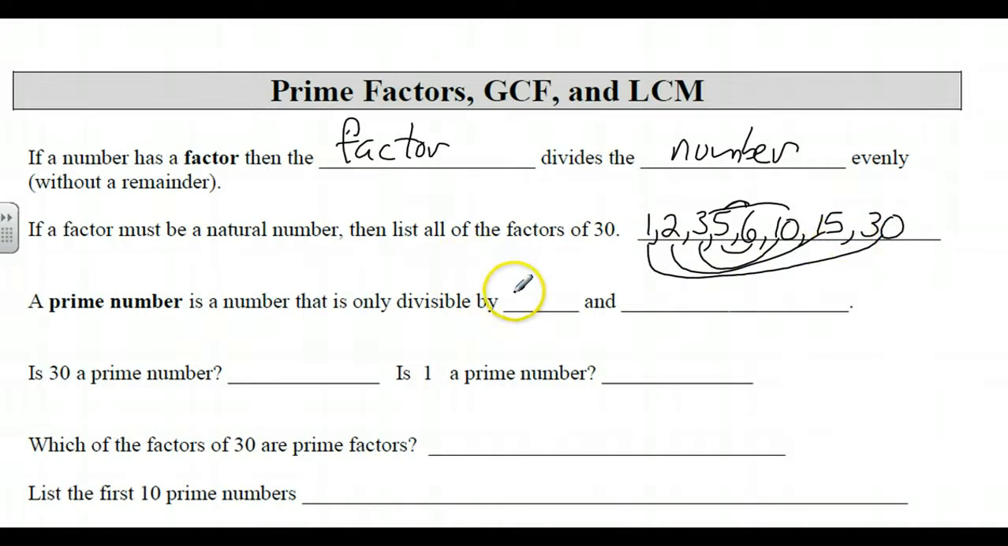A prime number is a number that's only divisible by 1 and itself. Is 30 a prime number? Well, no, it's divisible by lots of numbers, 1, 2, 3, 5, 6, 10, etc. Is 1 a prime number? No.